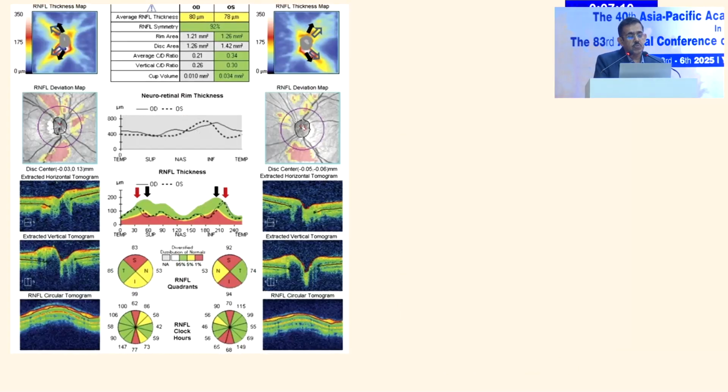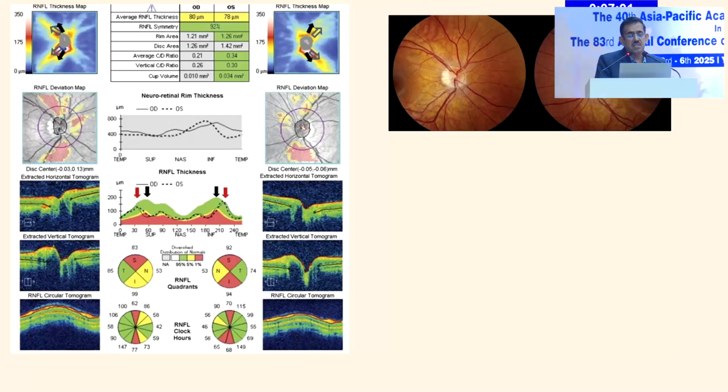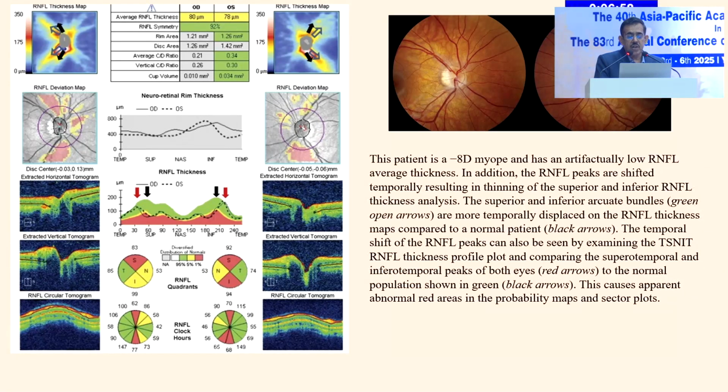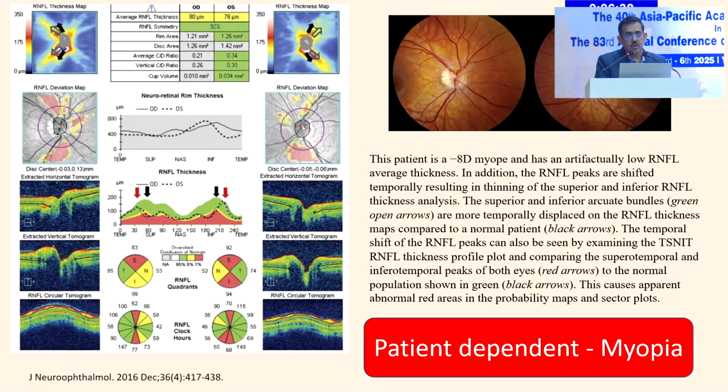Here is a Cirrus output showing a lot of red areas in the sector analysis, in the clock hour analysis, in the RNFL deviation map. But if we see the fundus, this is myopia. And in myopia, there is a displacement of the superotemporal and the inferotemporal bundles, so the humps are not in the normal place. Normal thickness is there in the RNFL, but because it is displaced, it shows as red areas in the OCT printout. So we should be careful that this is not glaucoma but myopia.